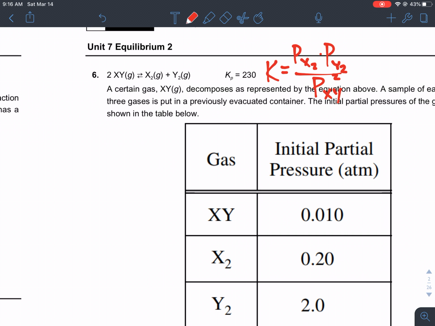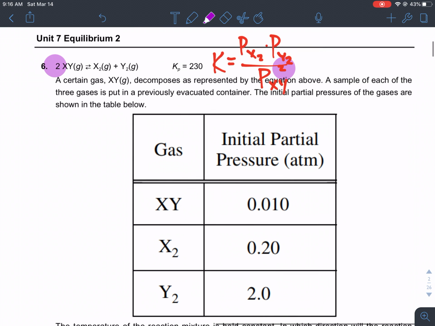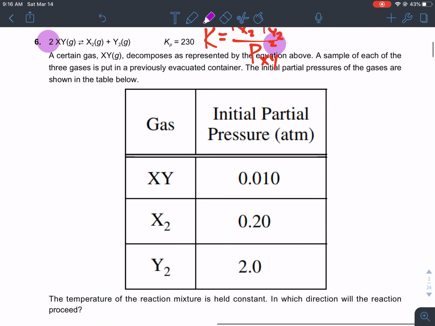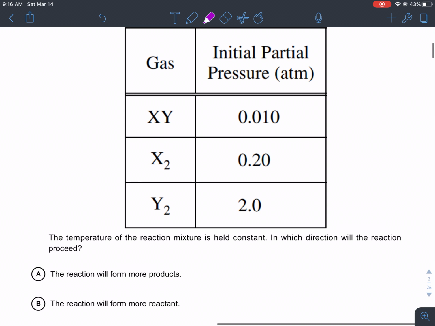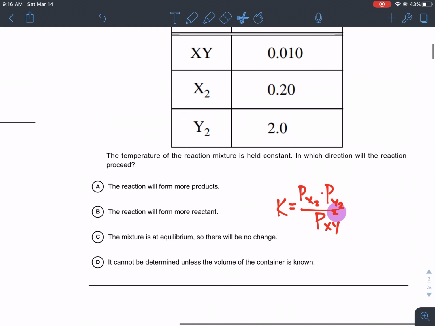Now, products over reactants, make sure that this coefficient here becomes an exponent there. A certain gas, XY, decomposes as represented by the equation above. A sample of each of the three gases is put in a previously evacuated container. The initial partial pressures of the gases are shown in the table below. The temperature of the reaction mixture is held constant. In which direction will the reaction proceed? Okay, what direction is the reaction going to proceed? Let's bring this down so we can convert these things, and let's plug in the numbers.